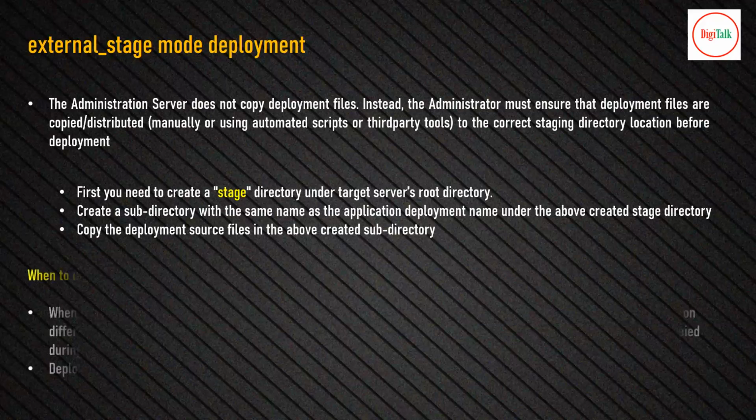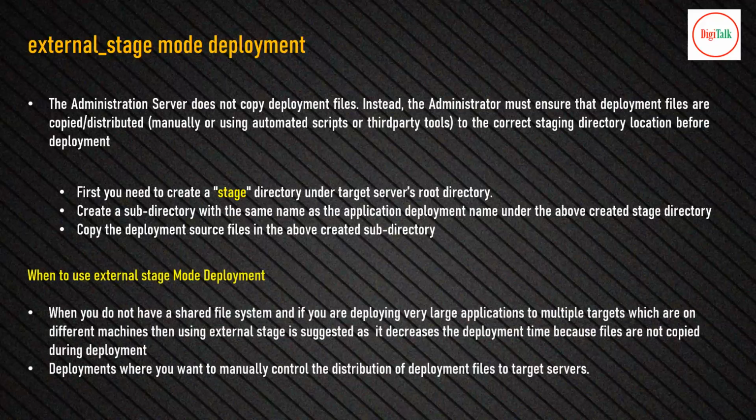Okay. So when to use external stage mode deployment? When you do not have a shared file system, and if you are deploying a very large application to multiple targets which are on different machines, right? That means you do not have a shared file system between your different machines. Maybe in your horizontal cluster where you have many servers scattered around different machines, and you are going to deploy an application which is very large in size.